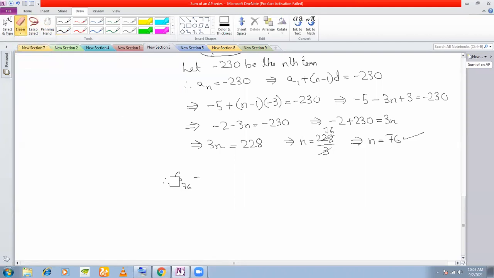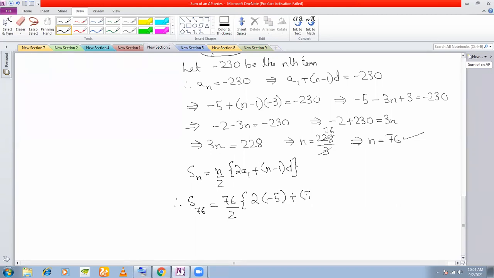Let's first write the formula. Sn is equal to n by 2 twice A1 plus n minus 1 into d. Therefore, we want to sum up till 76 terms. So we have S76 is equal to 76 divided by 2 twice A1, here is -5, plus n is 76, minus 1, and d here is -3.